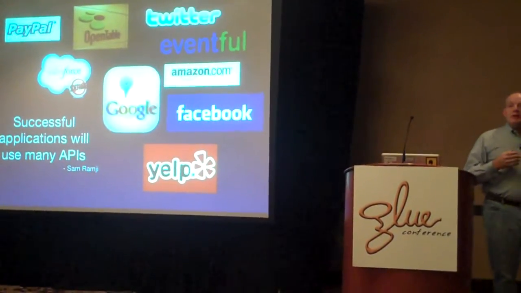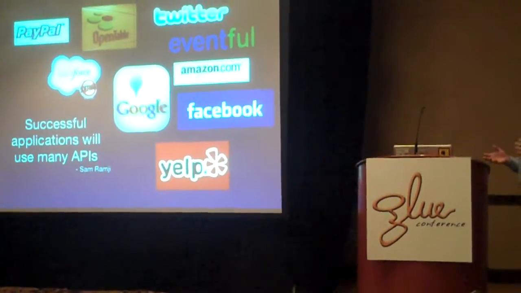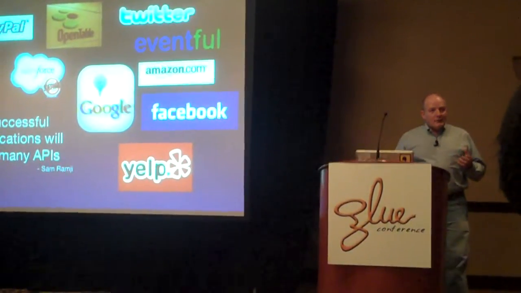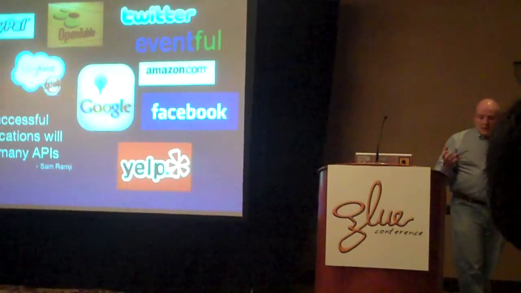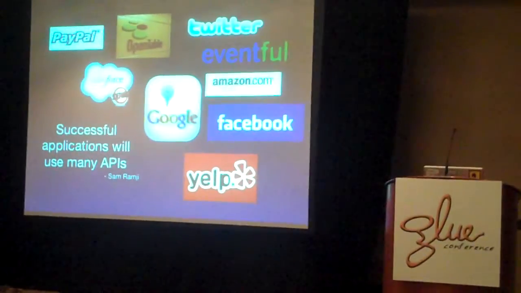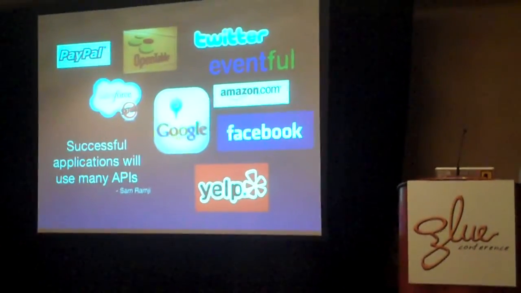Successful applications are going to use a lot of different APIs. And so you have to understand the semantics of each of these different APIs. You have to tie them together. They all use a slightly different way of doing authorization, which anybody who's tried to use OAuth between 3 different websites knows, right? That even though it's a standard, it's just a little bit different on every one.